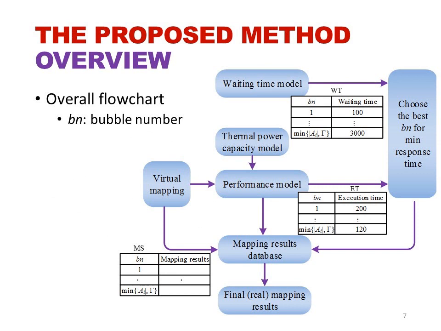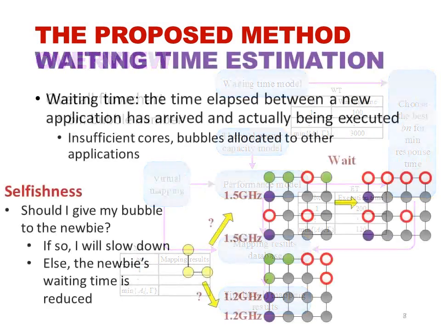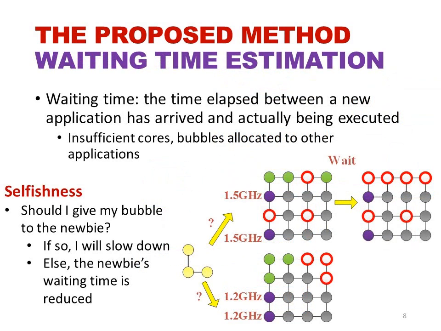We have some models: the waiting time model, the power budget capacity model, and the performance model. With these models, we build a virtual mapping algorithm, and we can determine the best number of bubbles for each application at runtime.